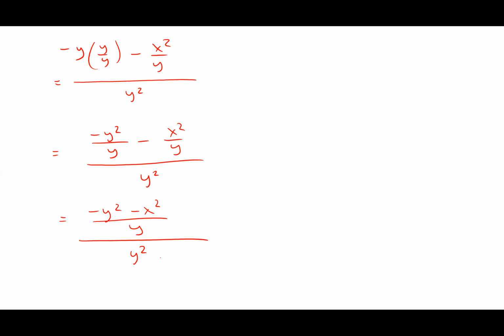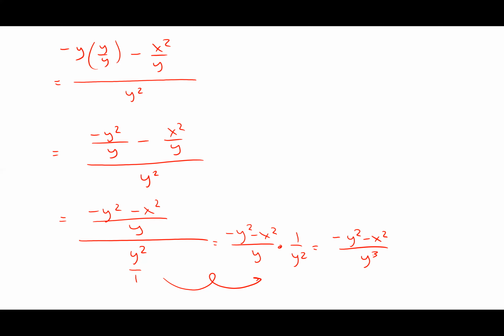Simplify the complex fraction. We're going to make both into fractions, so we can change it to multiplication. So how about negative y squared minus x squared over y, multiplied by the reciprocal here. And I got myself a negative y squared minus x squared over y to the third. There it is.